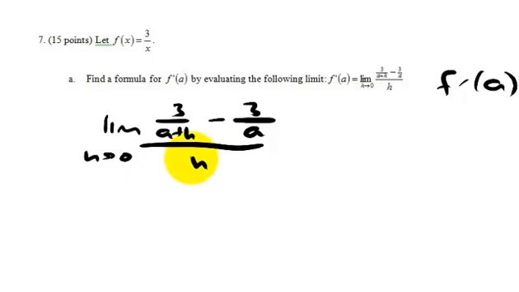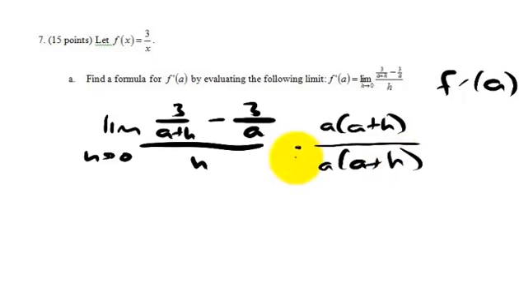Okay, so what can we do? Well, there are two different ways of going about this. One way is to combine these two fractions on top, so you have one fraction. We're going to skip a step and just multiply top and bottom by a and a plus h, because that's the common denominator you would use to combine these two fractions anyway. So if we multiply top and bottom by that, we'll take care of that right away.